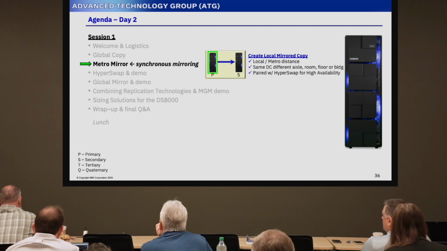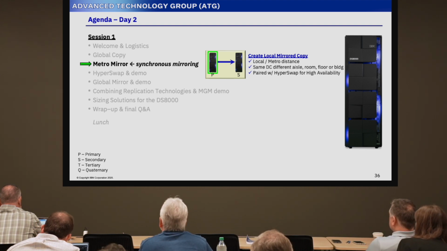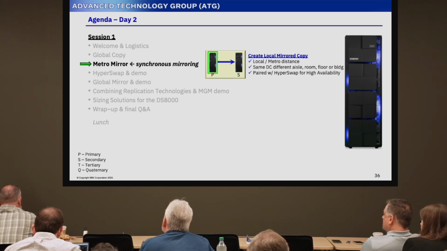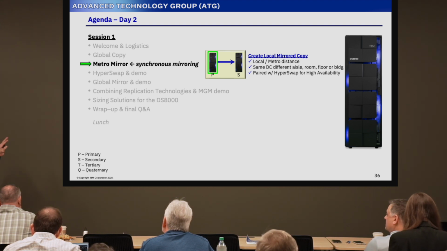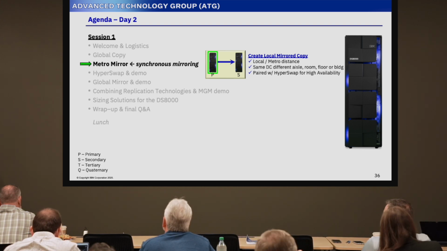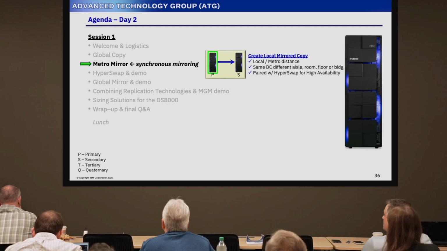We'll talk about Metro Mirror, which is our version of synchronous mirroring, and that's meant for local or metro distance. Typically, nowadays when customers have 3-site and 4-site solutions, they'll only have 2 physical data centers, but they'll have a Metro Mirror pair, for example, maybe in a different aisle, different room, different floor, or different building for facilities type redundancy, so that you don't have a single point of failure from those different things. And generally, it's paired with HyperSwap for high availability. Really, if you're going to have a Metro Mirror solution, it's strongly recommended that you implement HyperSwap. It's been around since 2001.